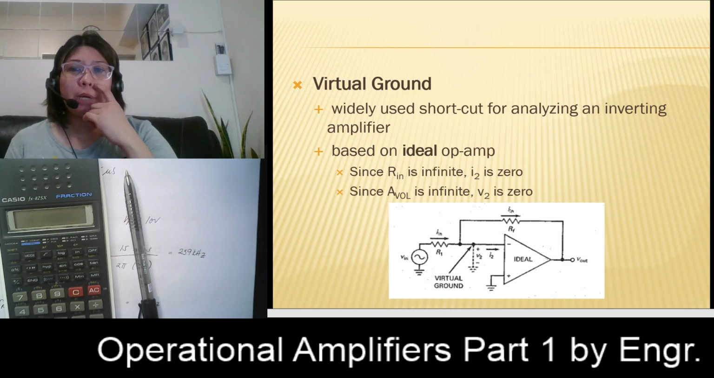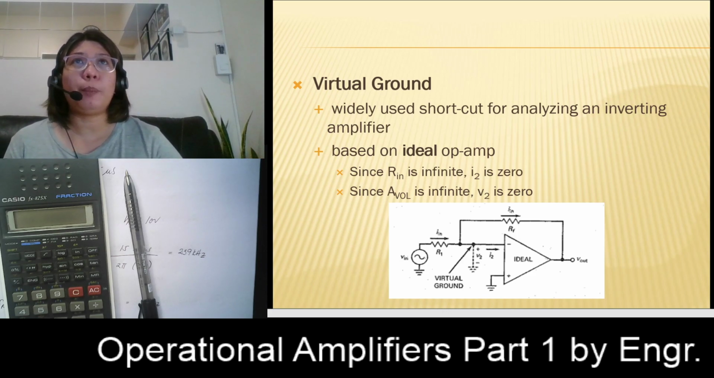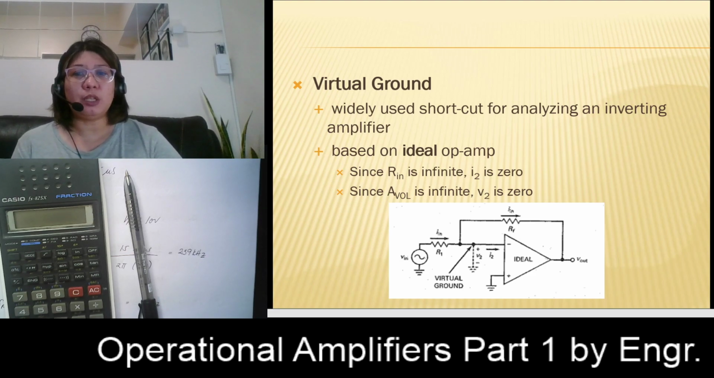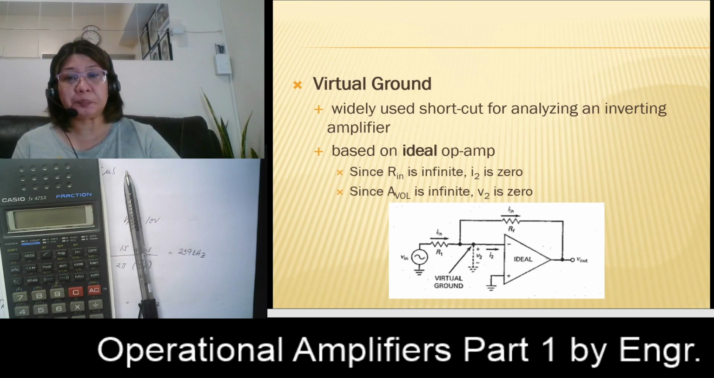The virtual ground is based on the ideal op-amp characteristics. So what are those ideal op-amp characteristics? This is our virtual ground. As you can see, it is in the form of broken lines. What do we mean by the broken lines there? This is just for our assumption. It is not a mechanical ground in such a way that there is really a real wire connected from this point going to the ground.